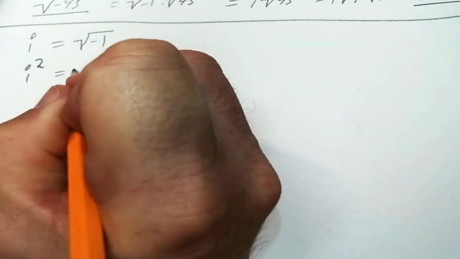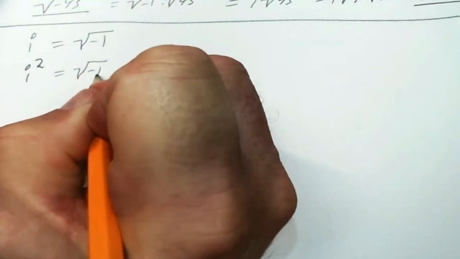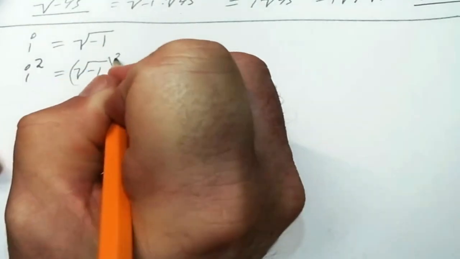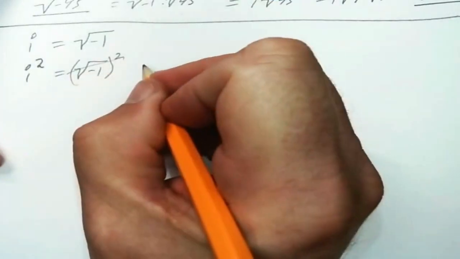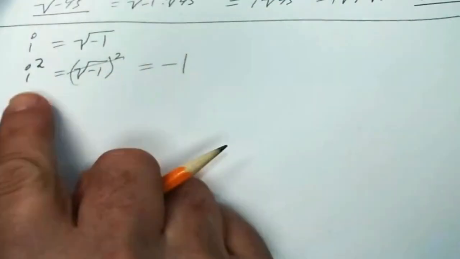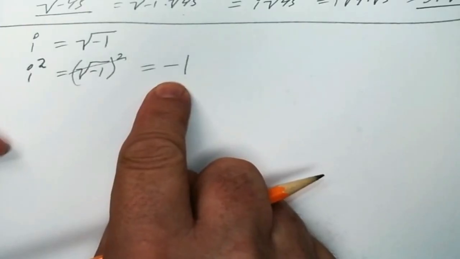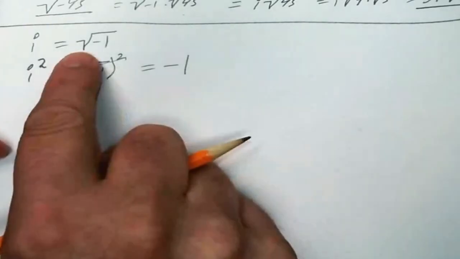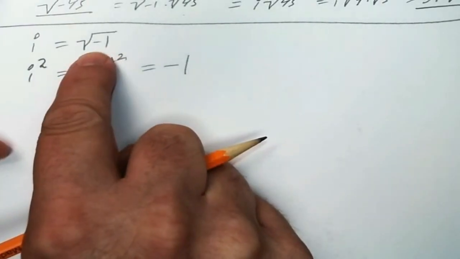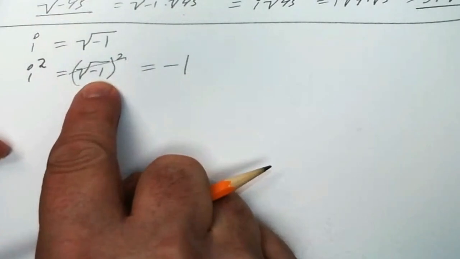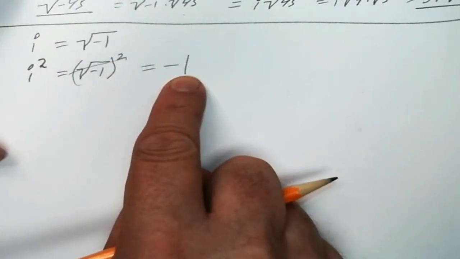i squared is the square root of negative 1 squared, which means these cancel each other out. So i squared equals negative 1. No square root, just the number negative 1, because it's the square root of negative 1 times the square root of negative 1, which is just negative 1.